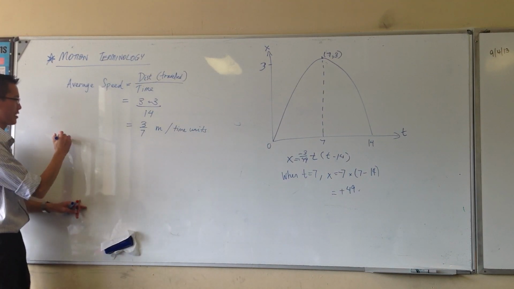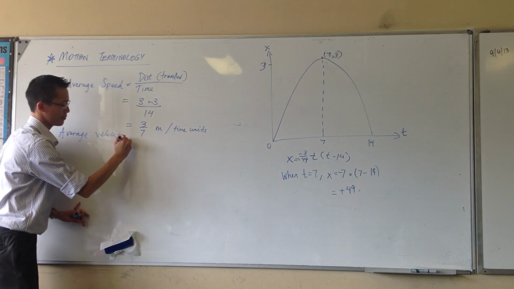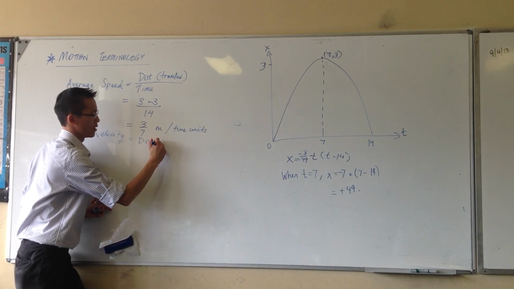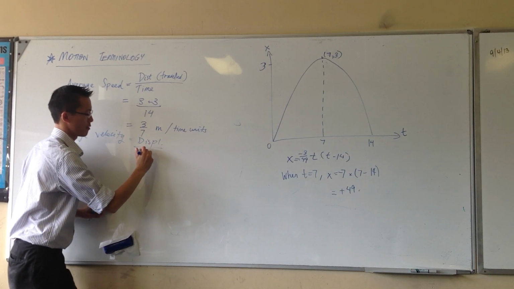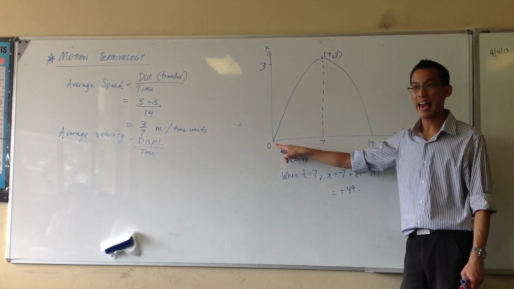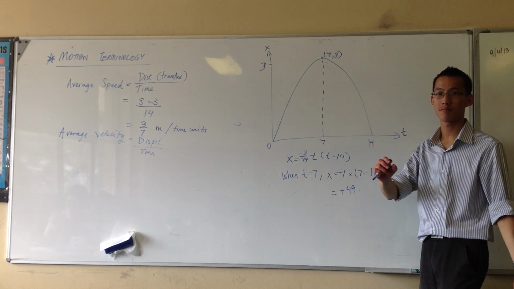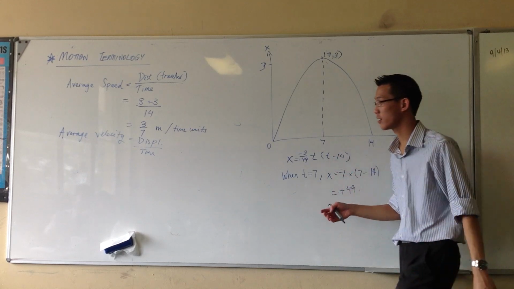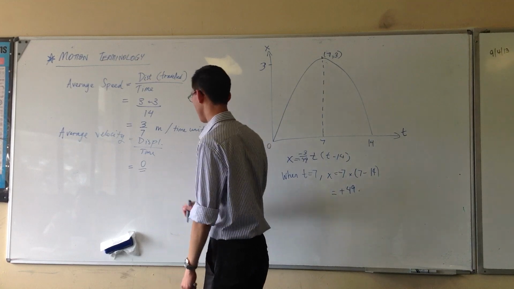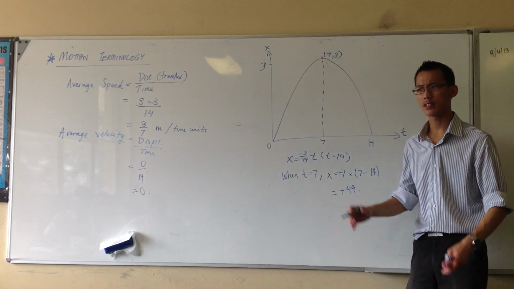Now, average velocity. Remember, velocity is in terms of displacement. Okay? So what was the total displacement? From 0 to 14, well, it started at my hand and it ended at my hand, right? So therefore, its total displacement was zero. It came back to exactly where it was coming from, right? So it's 0 on 14, sorry, which is 0. Okay, is this making sense?